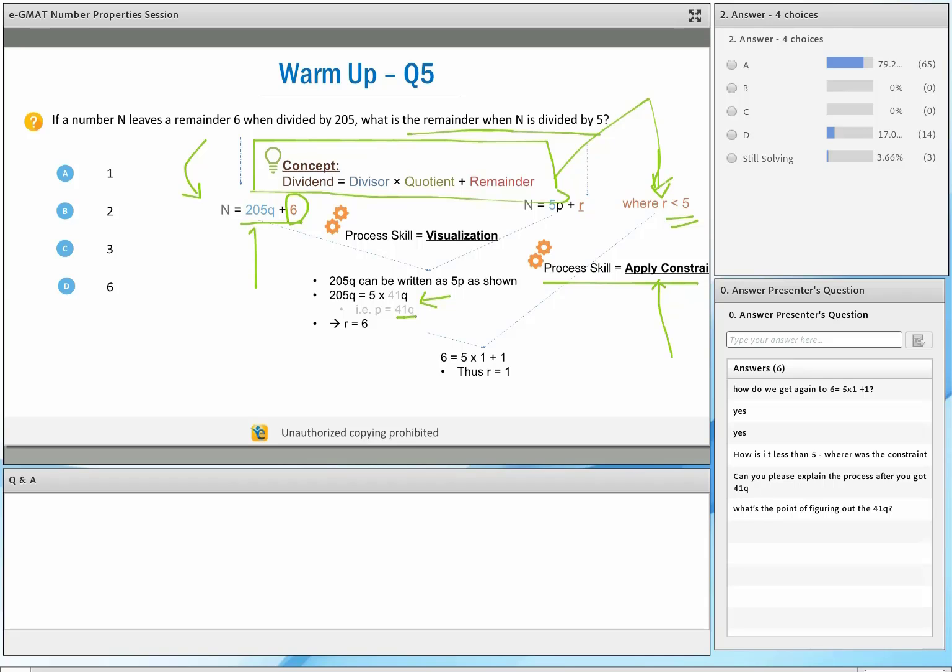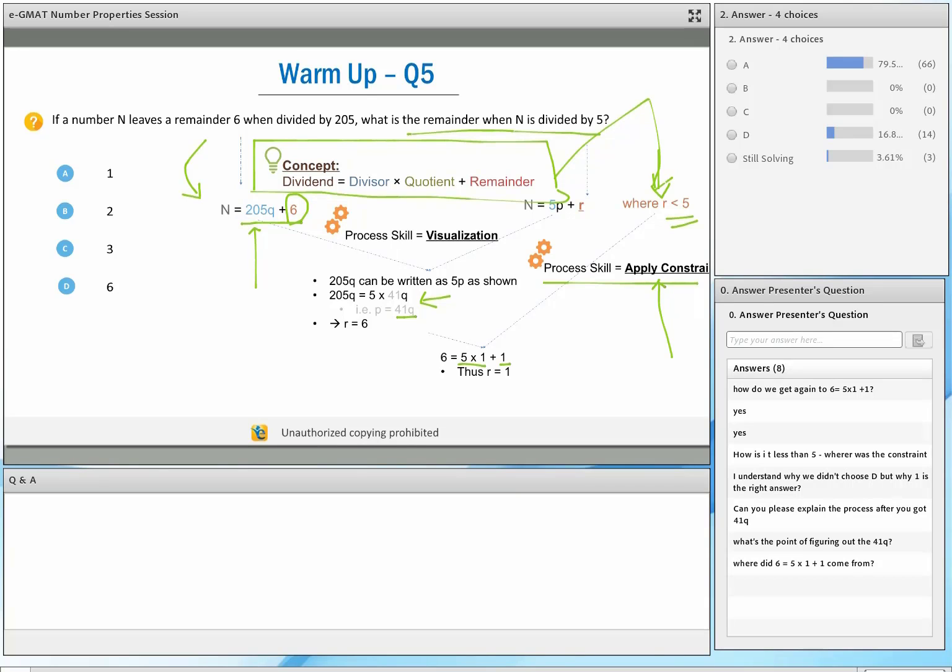All you have to make sure is that, okay, 205Q is actually a multiple of 5. So this part is a multiple of 5. What you're left with is 6. Now 6 cannot be the remainder, so what you're doing is you're expressing 6 again into two parts. One part that's a multiple of 5, the other part that is not a multiple of 5, and that's why 1 is correct.